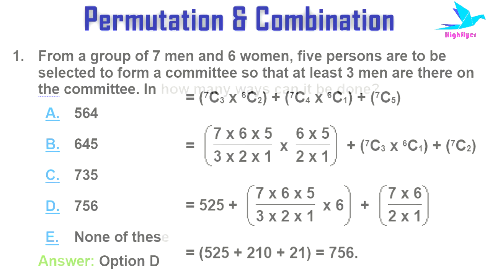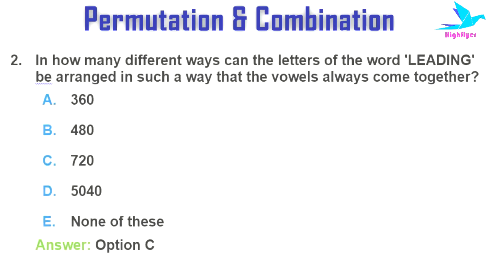Next question. In how many different ways can the letters of the word LEADING be arranged in such a way that the vowels always come together? The options are 360, 480, 720, 5040 or none of these. The right answer is 720.